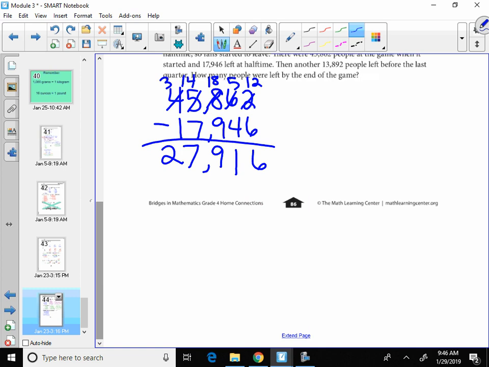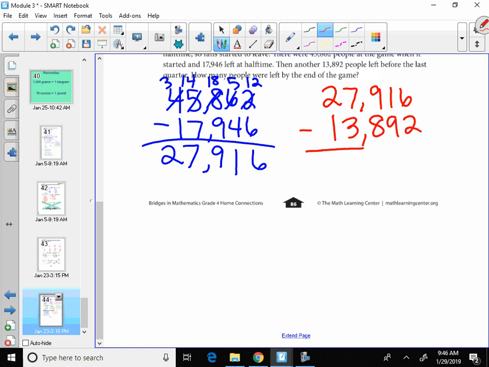But then another 13,000 people left in the last quarter. So I'm going to take the answer I just got and subtract how many people left in that last quarter. And that's going to be our final answer. 14,024 people left.